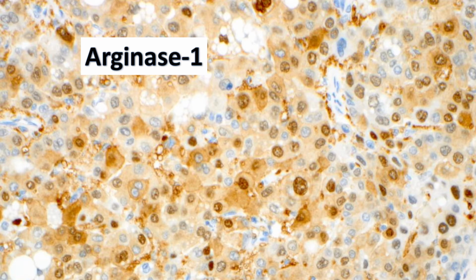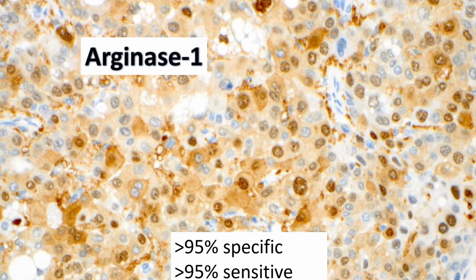And what you look for with an Arginase stain is nuclear and cytoplasmic reactivity. So it seems to be both. And at least in our hands, it tends to be more than 95% specific for HCC and more than 95% sensitive for HCC. So if I'm counting on an antibody and I'm in the middle of the Atlantic Ocean and I have just one antibody that I can use, it'll be, you guessed it right, Arginase 1.